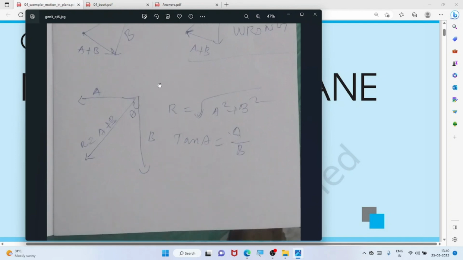Okay. You can also add the vectors like this. So here the magnitude is square root of A square plus B square. Look at the theta. Theta is from this B vector, corresponds to B. Here is the theta. So tan theta is A by B. Okay. This is the theta.